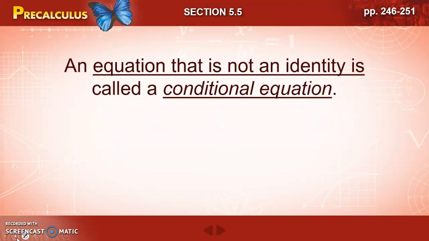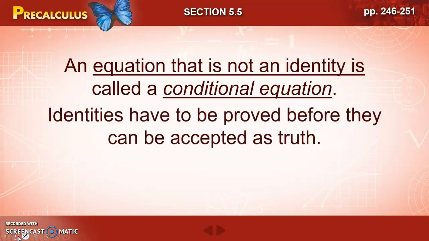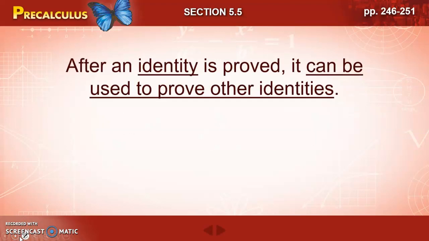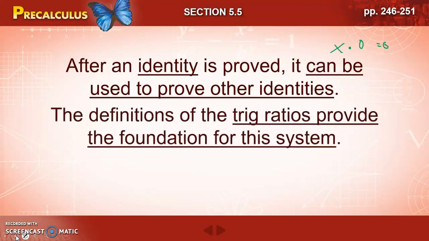An equation that is not an identity is called a conditional equation. So we have identities and we have conditional equations. And like I just said, identities have to be proved before they can be accepted as true. After an identity is proved, it can then be used to prove other identities. So once we discovered that x times 0 is always 0, once that identity was proven to be true, we can use that identity to prove other things. And in geometry, you learned all different types of identities to prove things in geometry. If you didn't quite learn those, or if you're not so sure of what you remember, we'll see some of those same identities again today in the proofs that we do today.